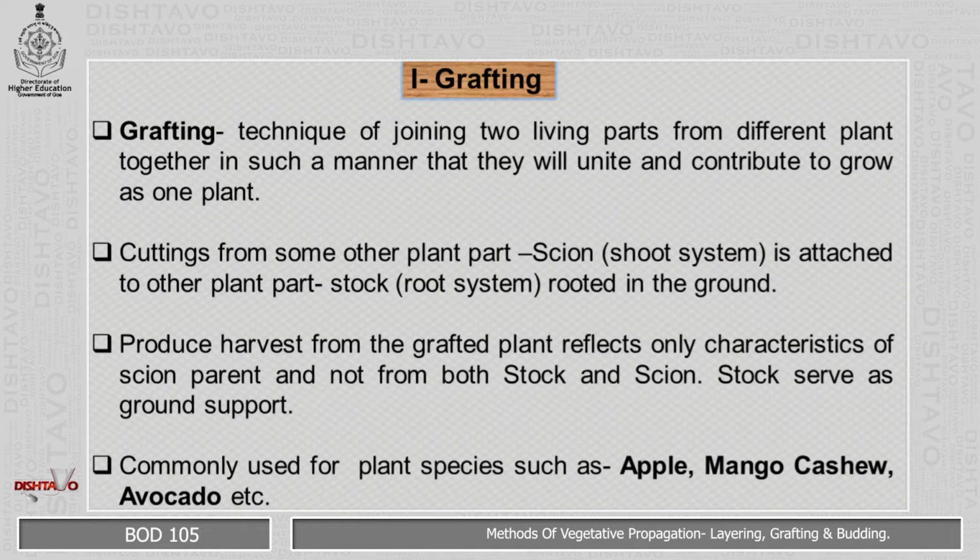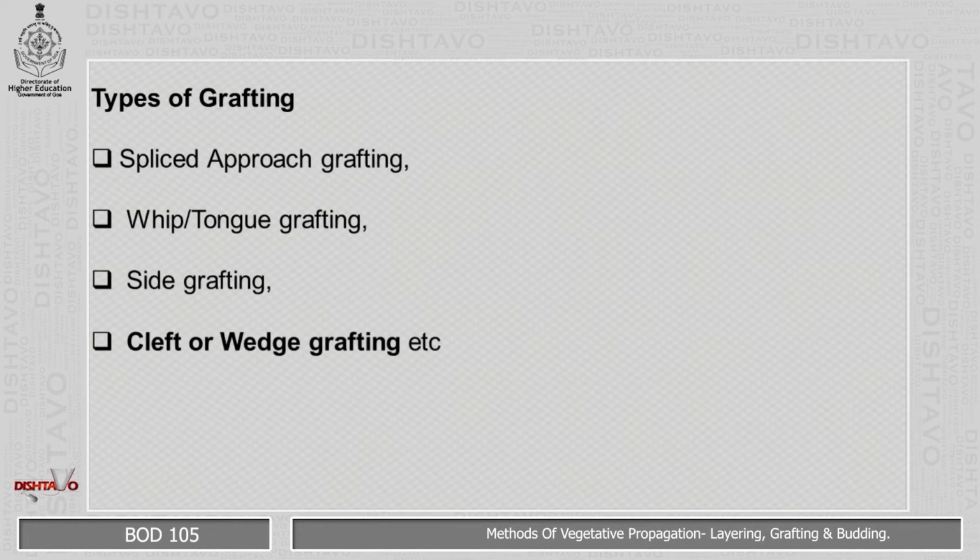Now the produce or the yield that we get from such a plant is due to the characteristics of the scion part, whereas the stock or the root portion serves only as ground support. This method is commonly used for plant species such as apple, mango, cashew and avocado. There are different types of grafting. We have splice approach grafting, whip or tongue grafting, side grafting, cleft or wedge grafting, etc.